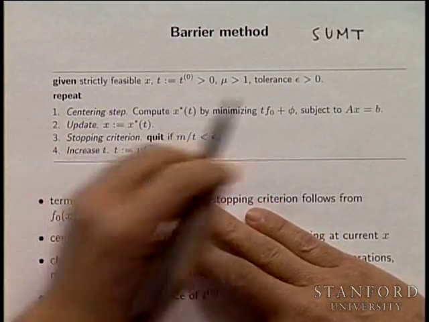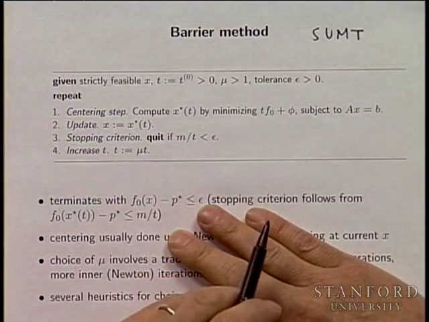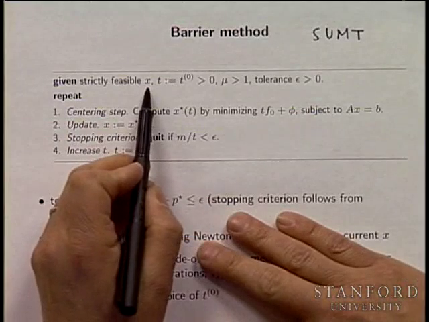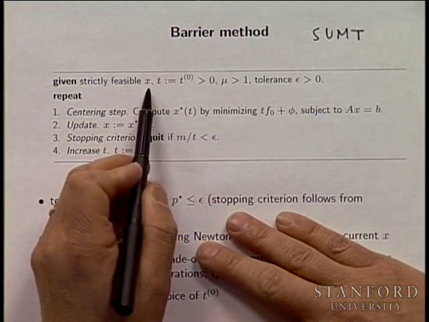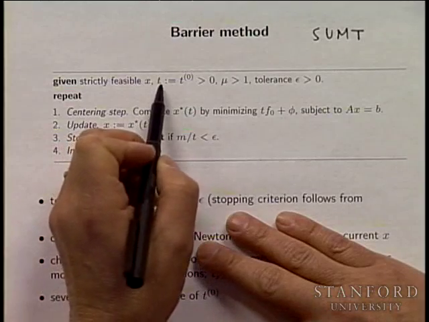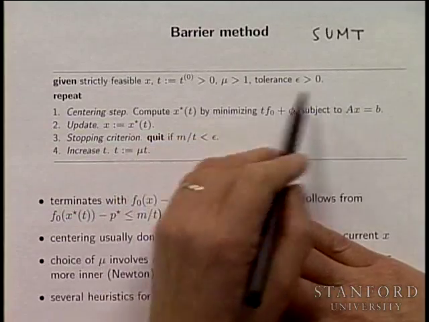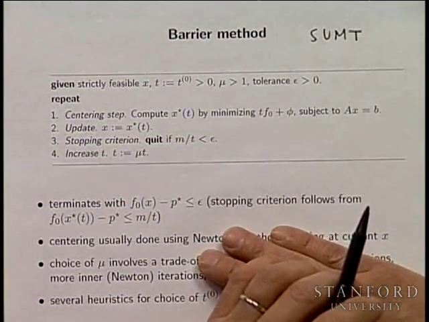It's the barrier method, otherwise known as the Sumped method. It's got other names too. It works like this. Ready? You start with a strictly feasible x. We'll talk about how to get one later. And some initial value of t, which is positive, and some parameter mu, and some tolerance. And here's how it works.